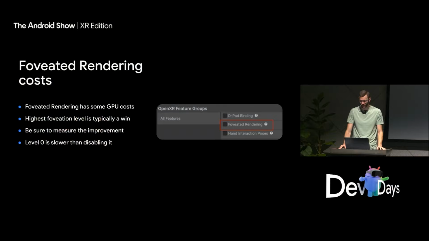Yeah, so one surprise is that foveated rendering has its own GPU overhead. The highest level of foveation is usually an overall speed up, but other levels can sometimes be slower. Be sure to measure GPU frame times for your particular content to compare these 2 cases: foveated rendering completely disabled in settings, and foveated rendering enabled at your desired level.